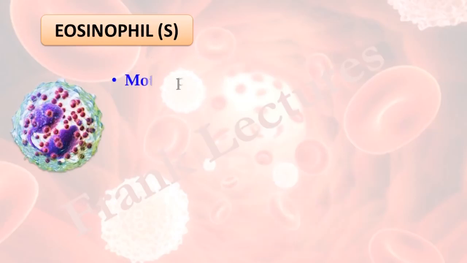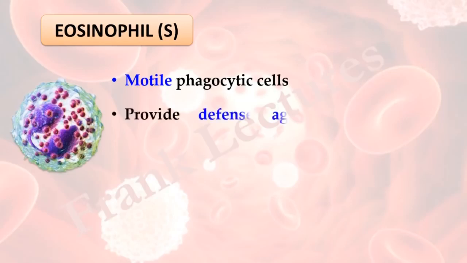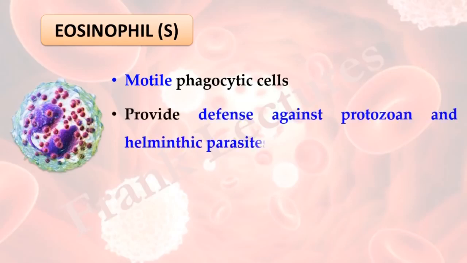Eosinophils are motile phagocytic cells. By motile we mean that these cells have the ability to leave the bloodstream and migrate into tissue spaces. Eosinophils provide defense against protozoan and helminthic parasites. They also play a role in allergic reactions.